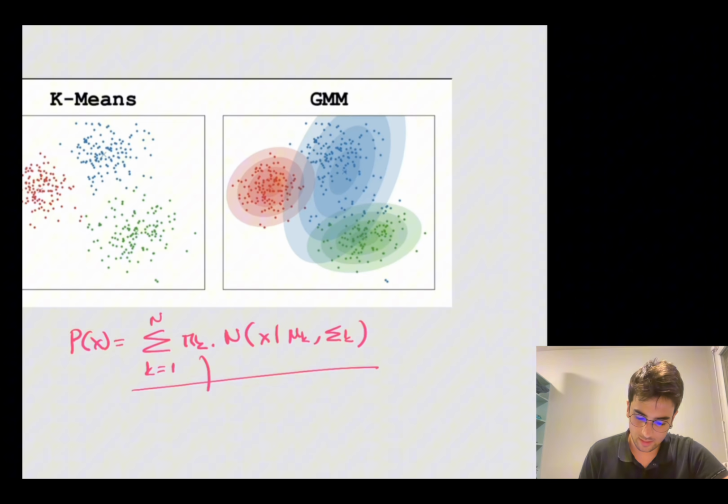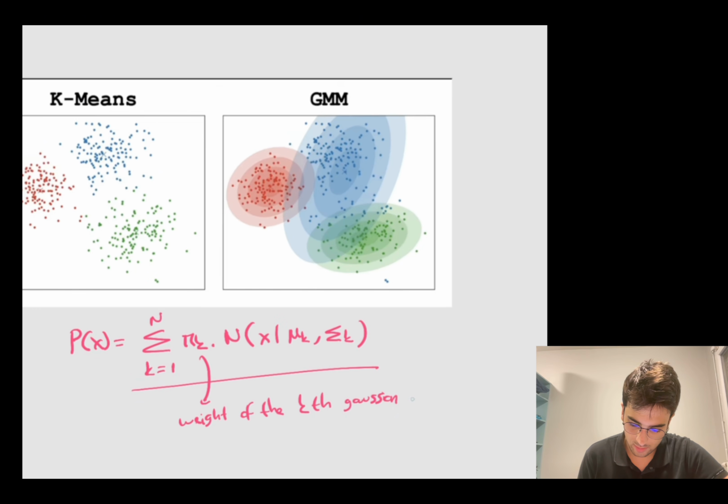So what is this formula? This is the weight of the kth Gaussian distribution. And this is the multivariate normal or Gaussian distribution.